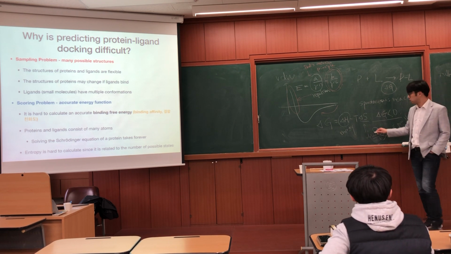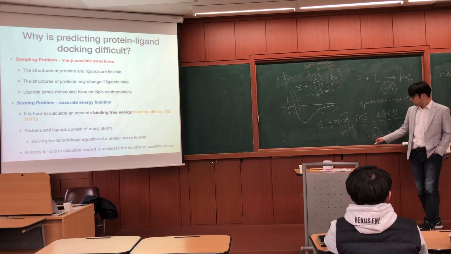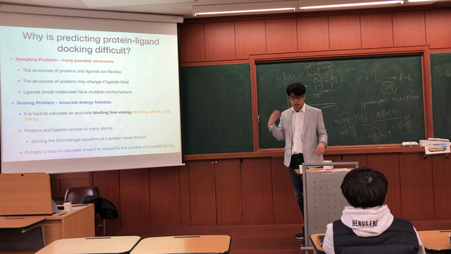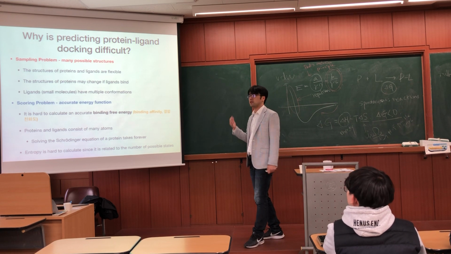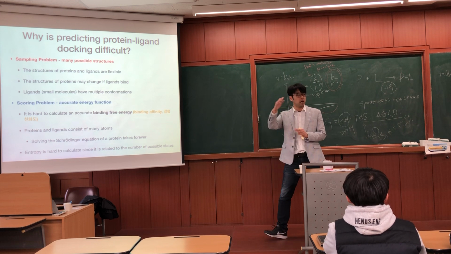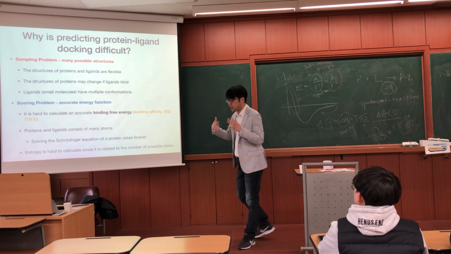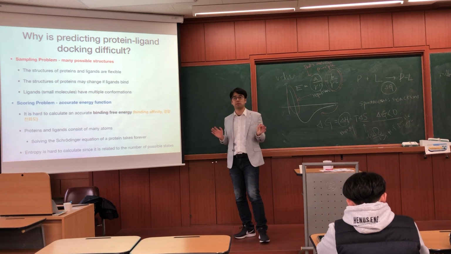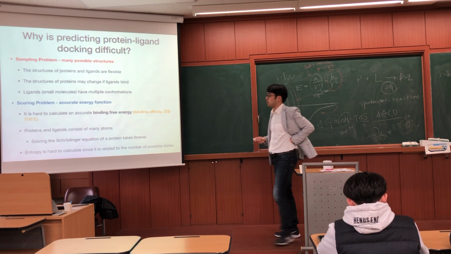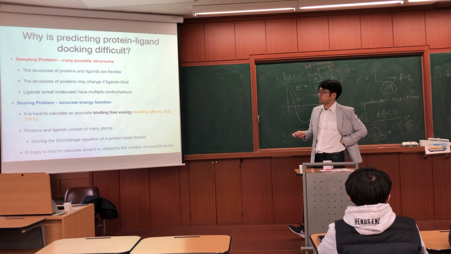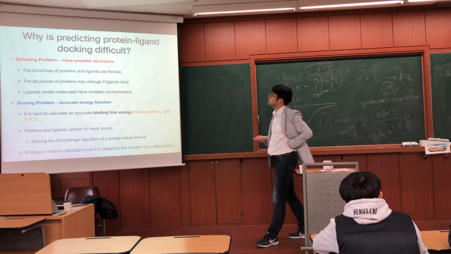In order to calculate entropy, we have to know how many states are possible for a complex, so how many structures are possible. But it is really hard to count all possible structures, because there are too many possibilities. So calculating entropy is very hard, and generally energy functions are not accurate enough.